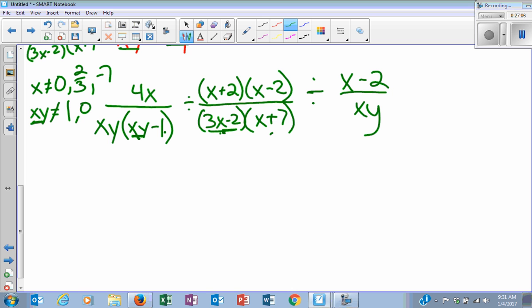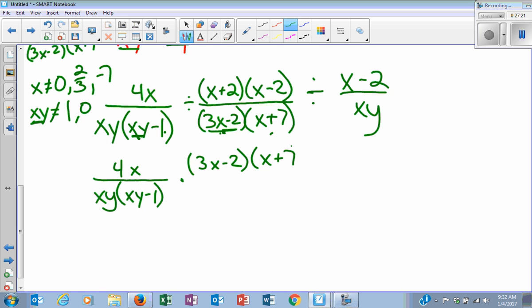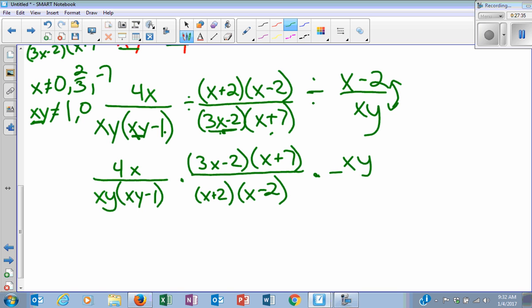Alright, now I flip some stuff over. First one stays the same: 4x over xy minus 1 times (3x minus 2)(x plus 7) over (x plus 2)(x minus 2). Then I change this to multiplication. Flip these guys over. This becomes xy over x minus 2.